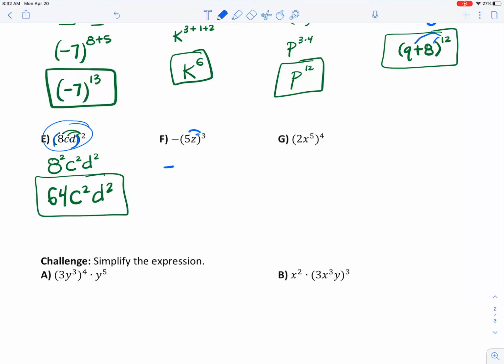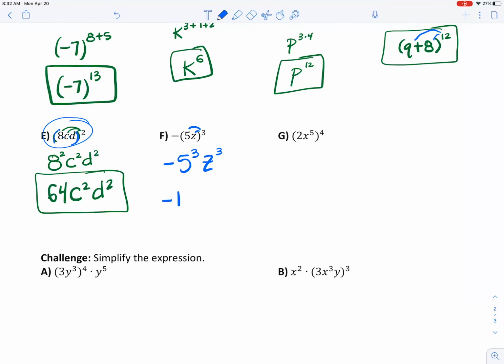Okay, letter F, there's a negative out in front, so I'm going to put that right there, and then I'm going to distribute this 3. So I have 5 to the 3rd and z to the 3rd. All right, 5 to the 3rd is 5 times 5 times 5, which is negative 125.